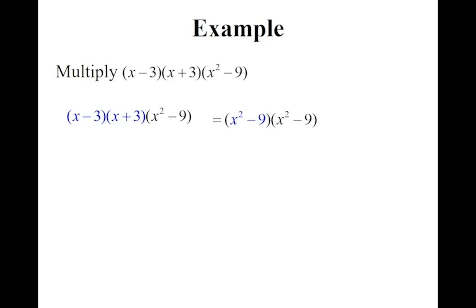Now we have x squared minus 9 times itself, otherwise known as (x squared minus 9) squared. So you could FOIL to get the answer, or you could use the special formula where we square the first and then subtract 2 times the first times the second and square the second. And while you're still foiling, I'm at the answer. X squared squared is x to the 4th. Minus 2 times x squared times 9 is minus 18x squared. Plus 9 squared is 81.